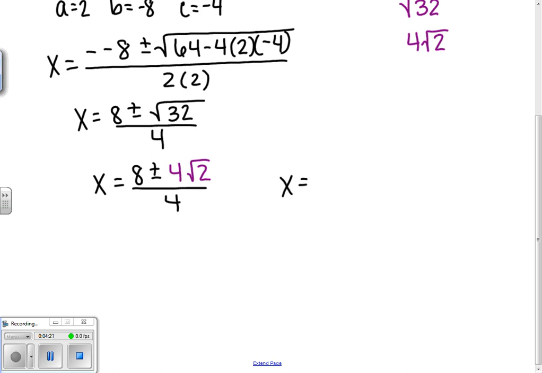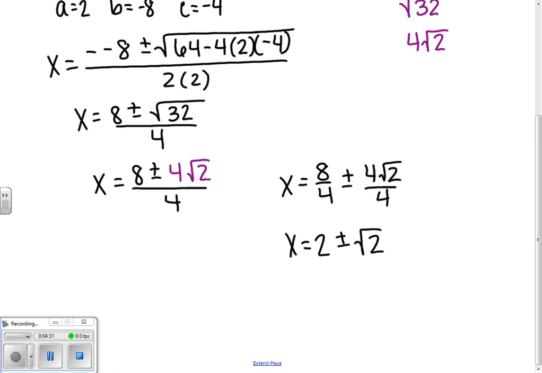That means x equals 8 over 4 plus or minus 4 root 2 over 4. When I reduce, I get x equals 2 plus or minus root 2, because the 4 over 4 becomes a 1, and we're just left with the square root of 2. I want to point out, whatever that number is under the radical, that never gets reduced. So even though I reduce the 4 and the 4 out front and the 4 on the bottom, I don't reduce that square root of 2, I just leave it like that.